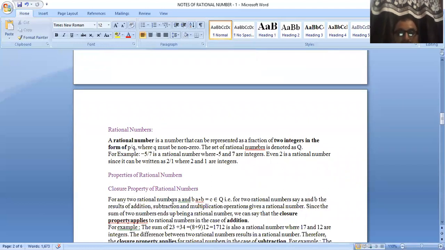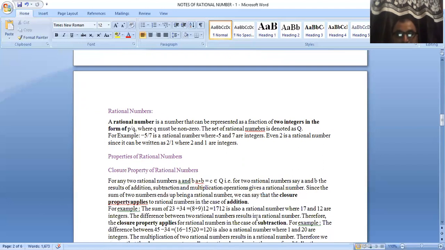For any two rational numbers a and b, the result is equal to c, which belongs to Q. For two rational numbers, say a and b, the result of addition, subtraction and multiplication operations gives a rational number. Since the sum of two rational numbers ends up being a rational number, we can say that the closure property applies to rational numbers in case of addition.